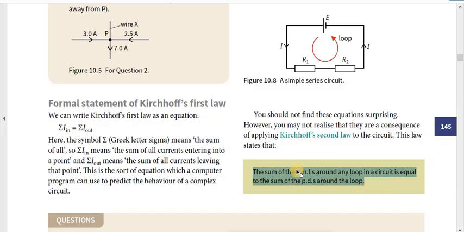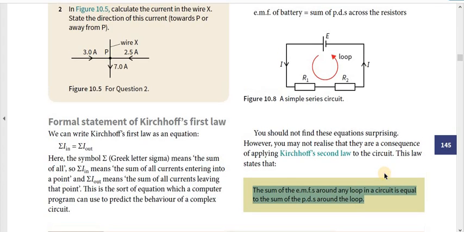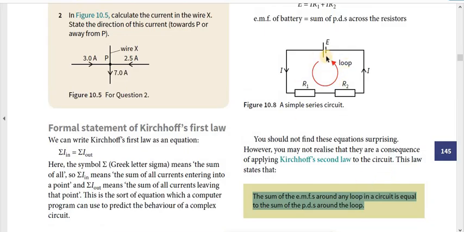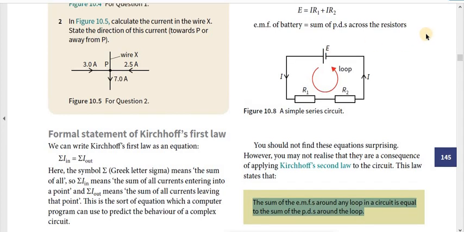So Kirchhoff's second law: the sum of EMFs around any loop in a circuit is equal to the sum of potential differences around the same loop. And you can see there is a loop here. The sum of EMFs, the EMF is this. We use the term EMF for power supplies.